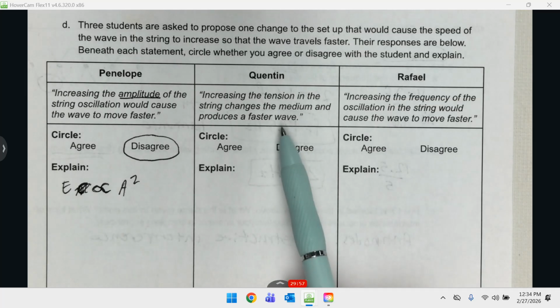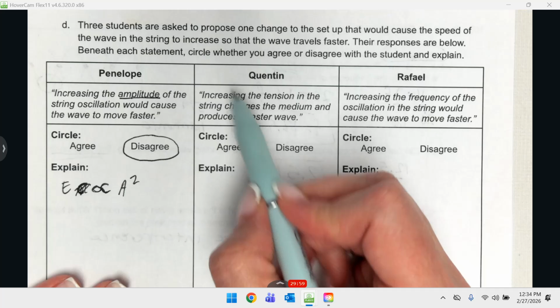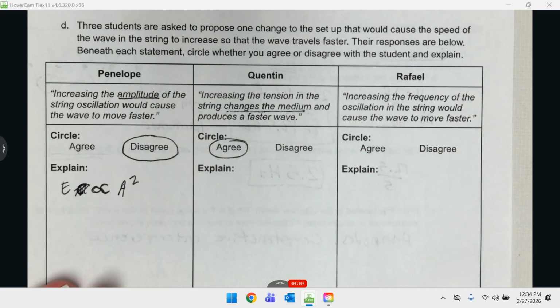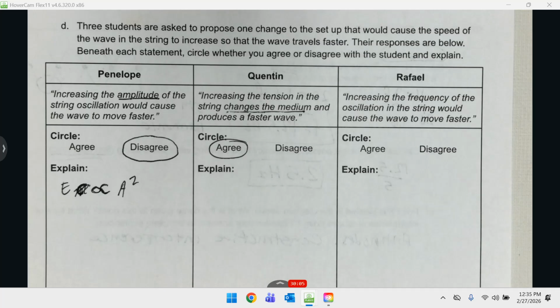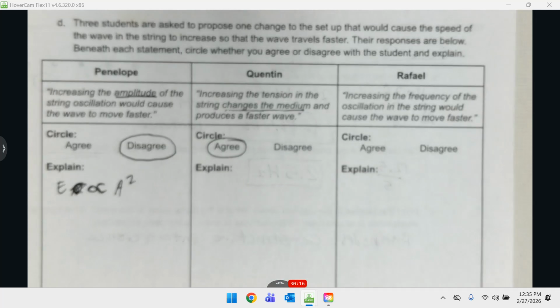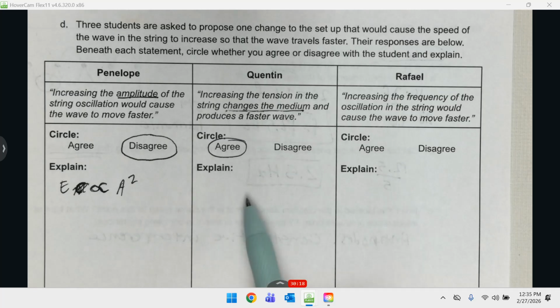Quinton's statement says increasing the tension in the string changes the medium and produces a faster wave. I have to agree with that. That's what we just said a second ago. The only way that you can cause the wave speed to change is if you change the medium. Changing tension is a way that you can do that. Specifically, increasing tension will increase velocity. And so you can say that down here. Increasing the tension will increase the velocity. It changes the medium, whatever you want to add.